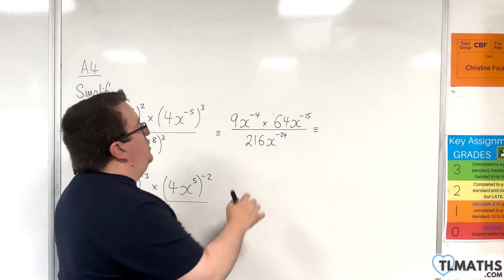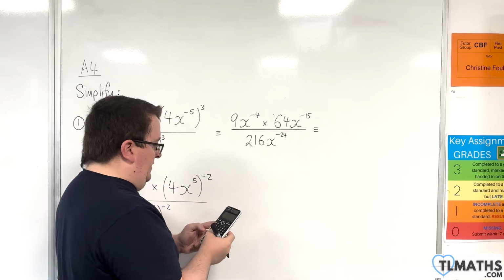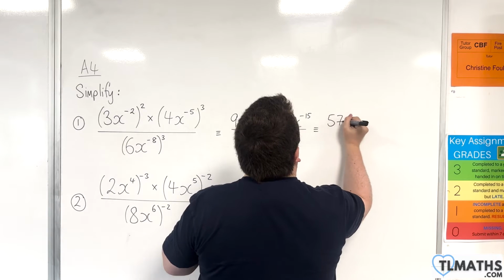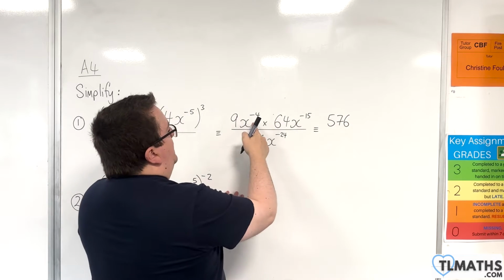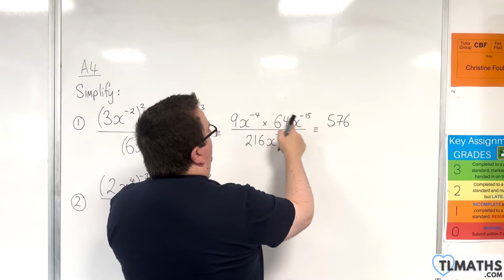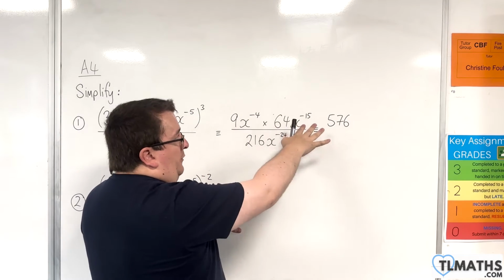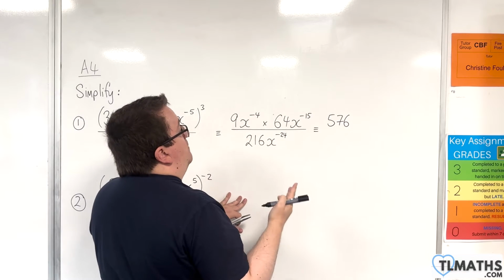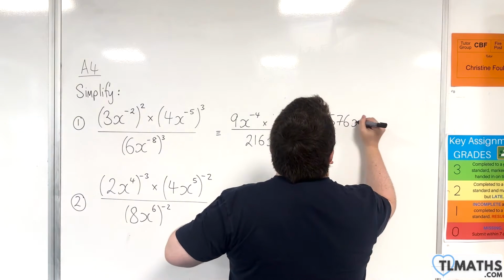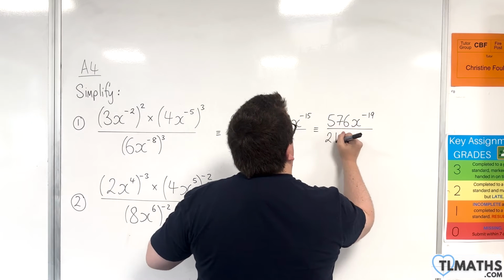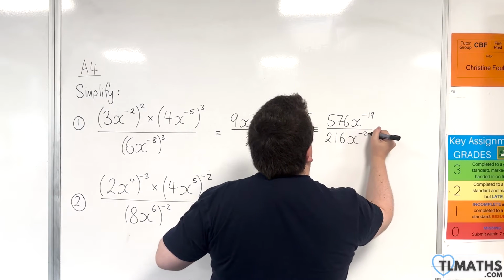Okay, so in the numerator we have 9 times 64 is 576. So 576, then x to the minus 4 times x to the minus 15. Minus 4 take away 15, because it's minus 4 plus minus 15 there. So that's minus 19. So x to the minus 19 over 216 x to the minus 24.